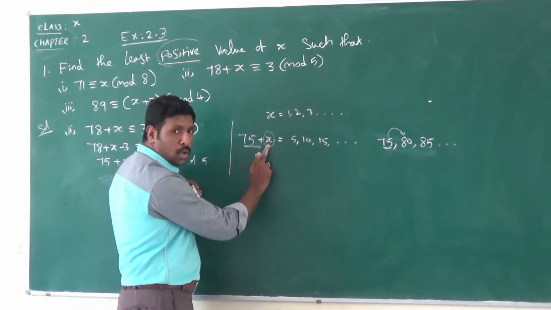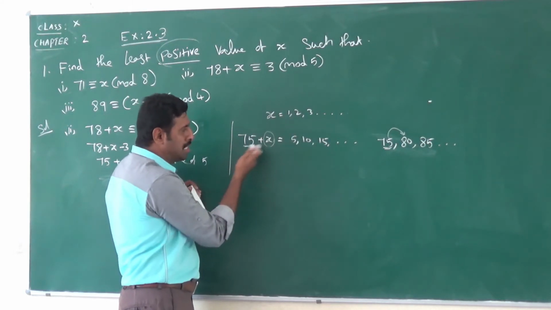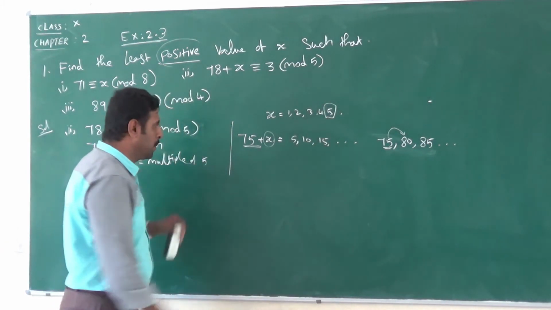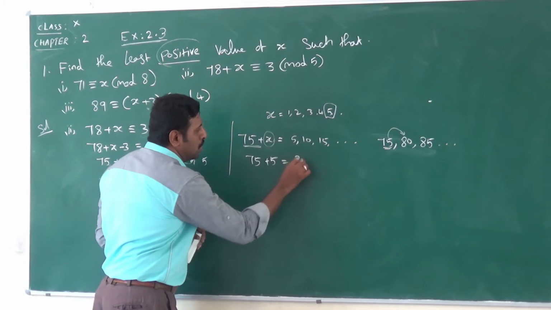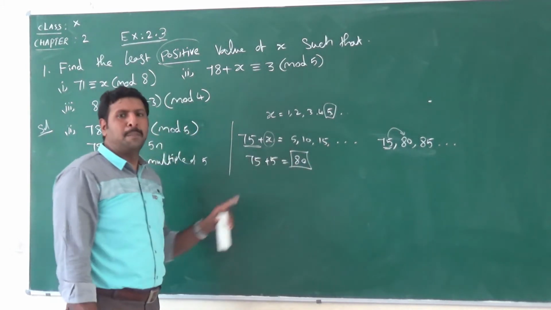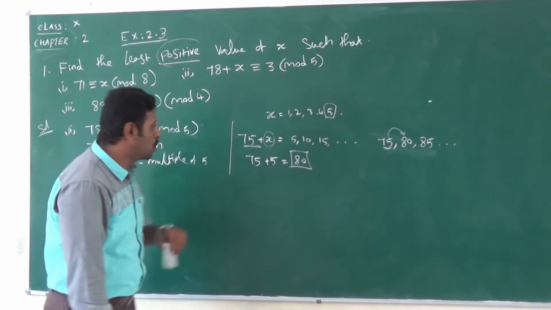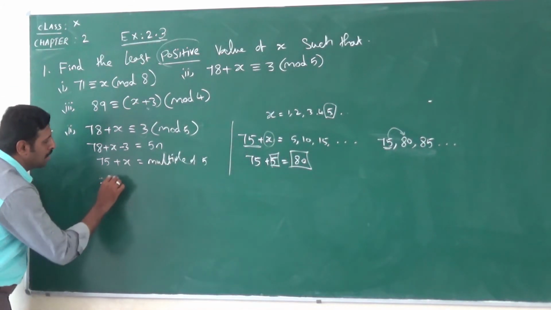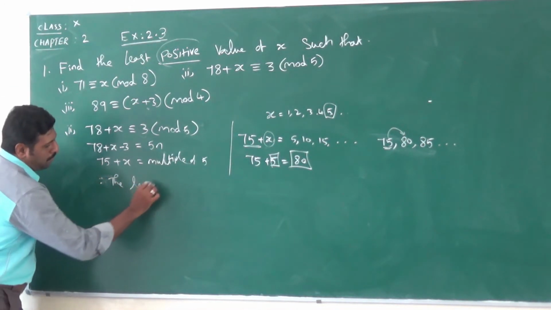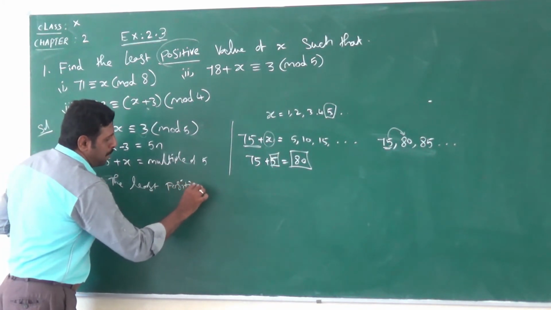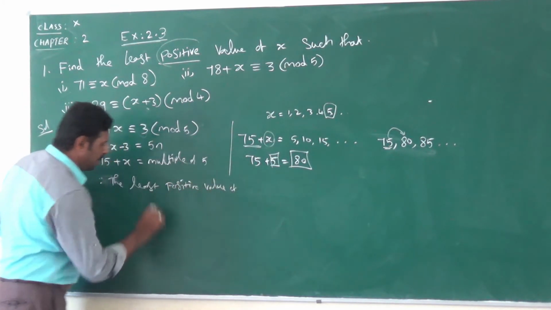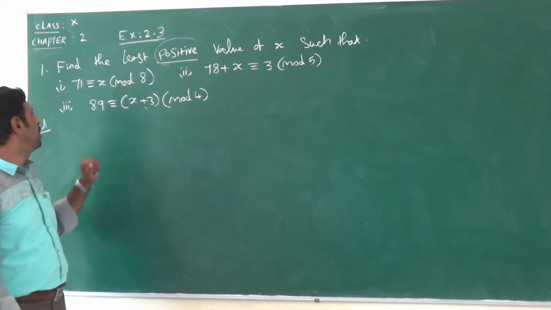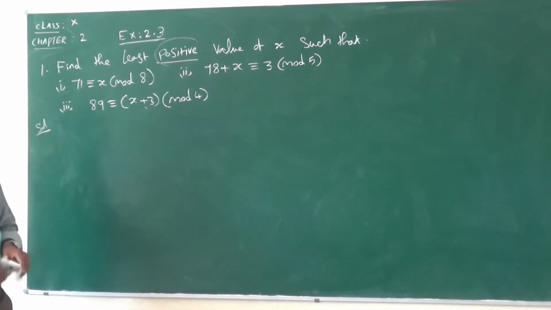If I apply x is equal to 1, we get 76, and then 2 means 77, and it goes on like this. When I apply x is equal to 5, we get 75 plus 5 is equal to 80. Here the number 80 is an exact multiple of 5. So 5 is the least positive value. Therefore, the least positive value of x is 5.